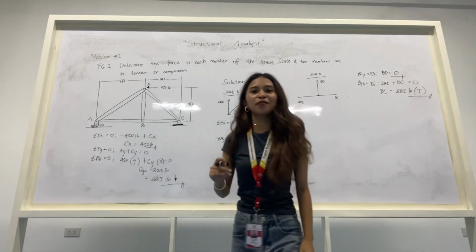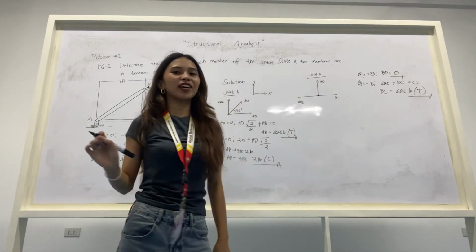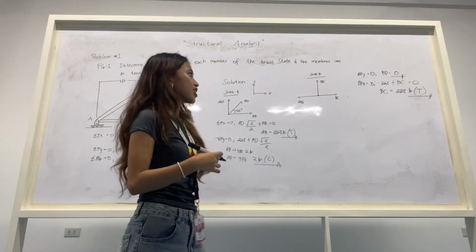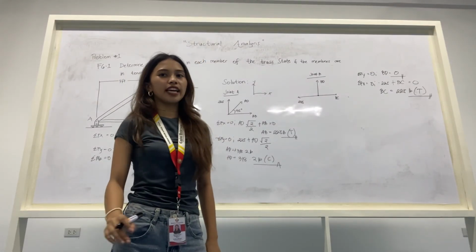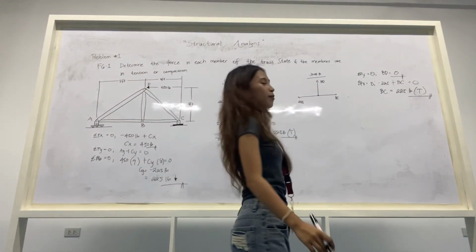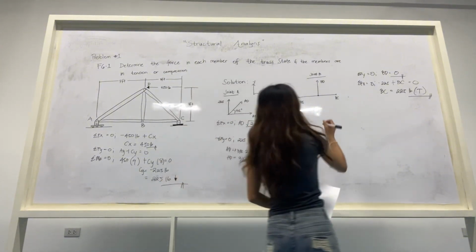Sorry guys, I have a problem. For the BC, the answer is 225 lb and it's a tension. So we proceed to the joint C.